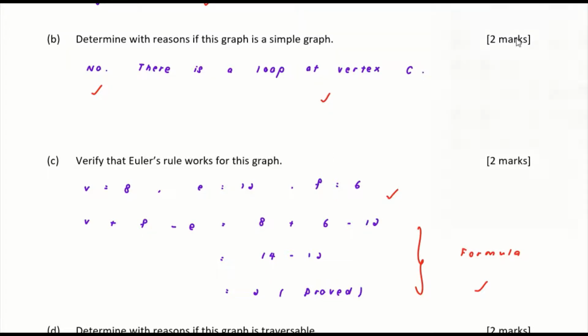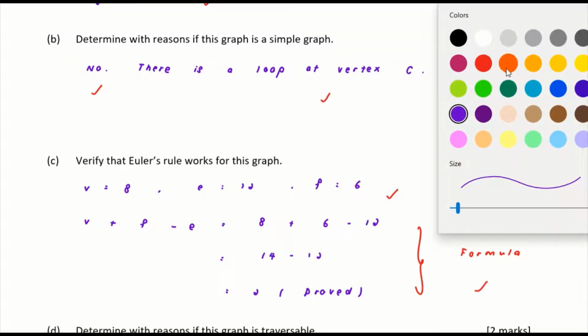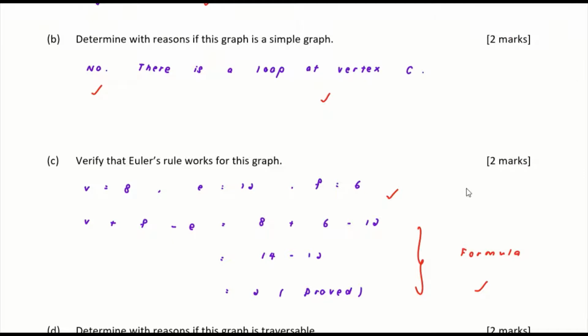Okay. So with your habit in mathematics, I foresee that some students will do this. V plus F minus E equals 2. And then you tell me here that 8 plus 6 minus 12 is equal to 2. Whoever did this again in your future exam, I'm not going to give any mark because I said already, this question asks you to prove Euler's rule, to verify that Euler's rule works.